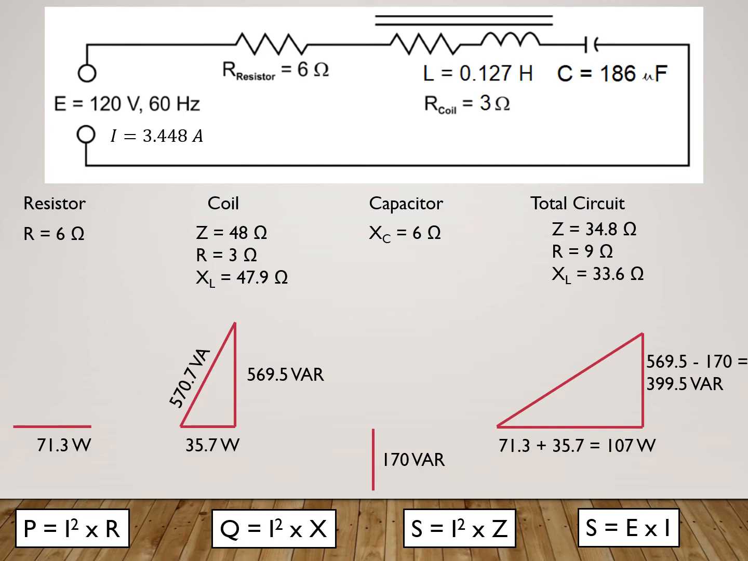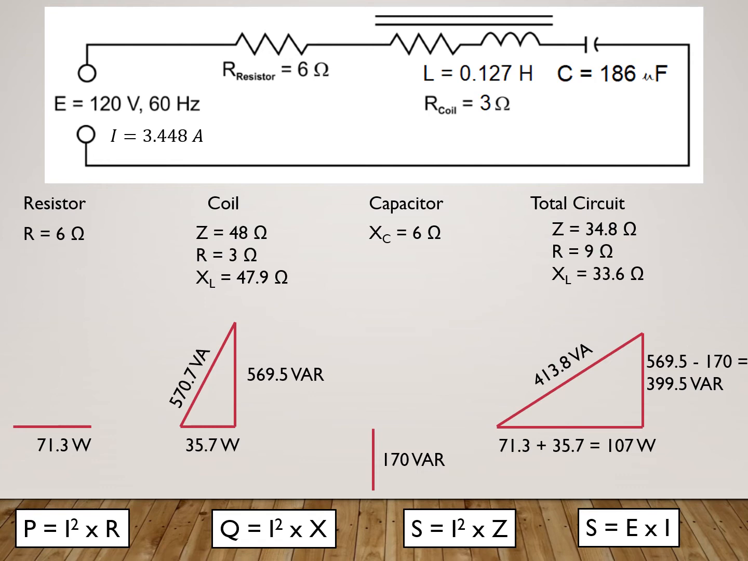As for my total circuit, I do want to use this formula here instead, S equals E times I. The reason for that is that my I is my constant value, so like I said before, I want to use I as much as I possibly can, but I've also been given the value of 120. So even if I made a mistake calculating out what my Z is, I can still use this to make sure that I'm correct. Always use the most reliable numbers if you can. My total VA for my circuit is 413.8 VA.